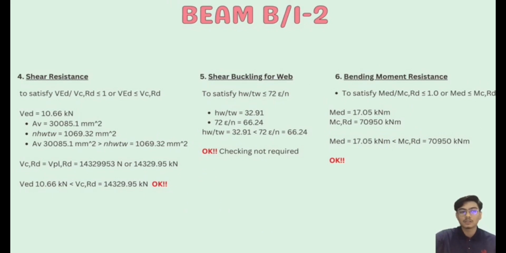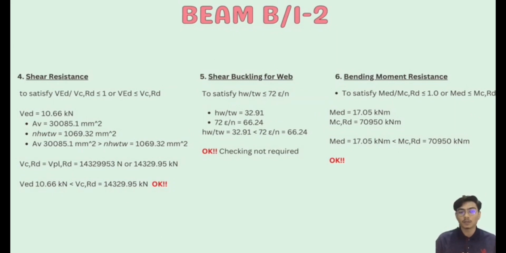Step 6 is bending moment resistance. Bending moment resistance is to certify the MED less than MCRD. For the MED, Mx is equal to 17.05 kilonewton meter, and for the MCRD it is equal to 70950 kilonewton meter. So MED 17.05 kilonewton meter is less than MCRD equal to 70950 kilonewton meter.